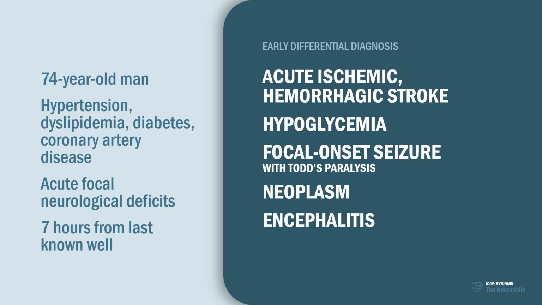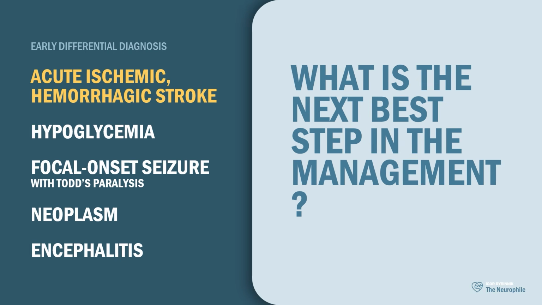Infectious and inflammatory pathologies of the central nervous system, encephalitis, brain abscess. In these cases, there's usually a history of fevers, constitutional symptoms, or behavioral changes leading up to the acute presentation. And finally, complicated migraine may cause focal neurological deficits, but such severe deficits and new onset of migraines in a 74-year-old are unusual. So, considering this early differential diagnosis, and the fact that cerebrovascular pathologies top this list, what is the next best step in the management once the patient arrives to the emergency department?